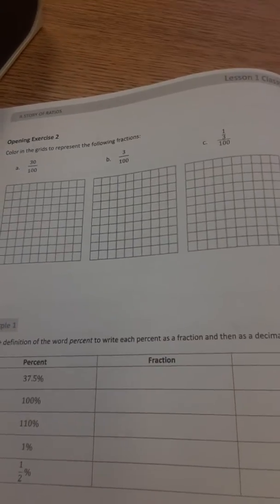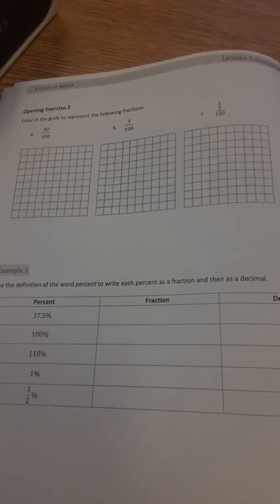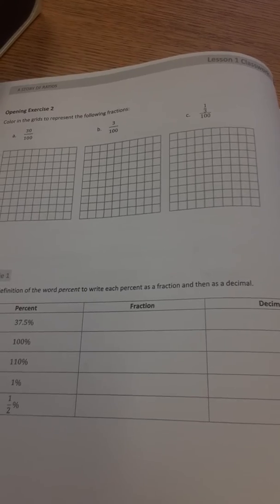All right, we see here. I'm going to zoom in. Color in the grids to represent the following fractions. So we have 30 out of 100, 3 out of 100, 1/3 out of 100. Now, I don't want to make you feel silly here. This is the beginning of the unit. We know how these can get easy, right? 30 out of 100. You got to shade 30 of them. You got to shade 3 of them. You got to shade 1/3 of one. Pretty simple. You guys should do that on your own.